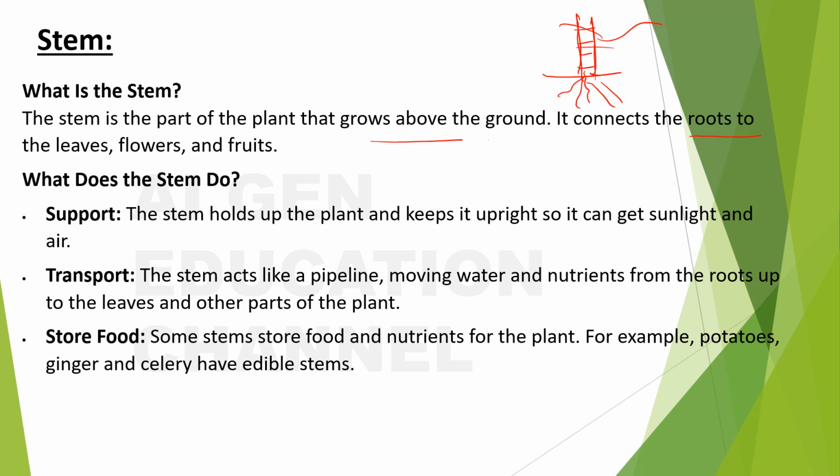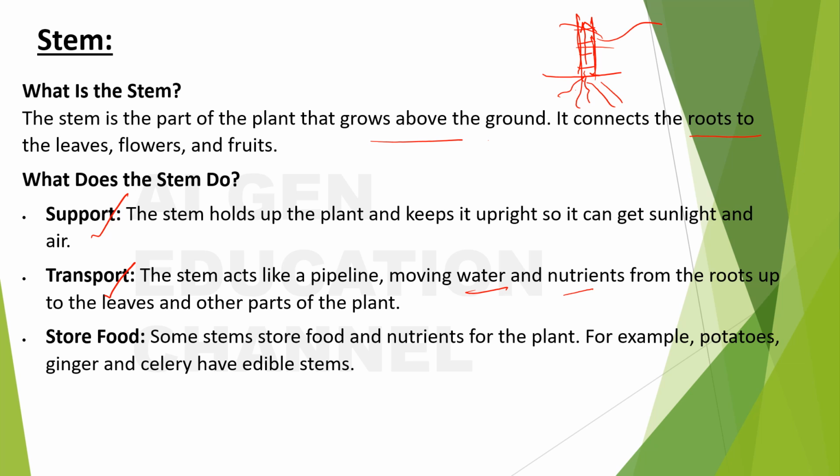So the stem holds up the plant and keeps it upright so it can get sunlight and air. What does it do? The stem holds up the plant and keeps it upright so that it can get sunlight and air. Transport. The stem acts like a pipeline, moving water and nutrients from the roots up to the leaves and other parts of a plant. I have mentioned earlier, right? What does the stem do? It takes all the nutrients and water from the roots to the other parts of the plant. So it does support, it helps in transportation of the water and minerals and store food.